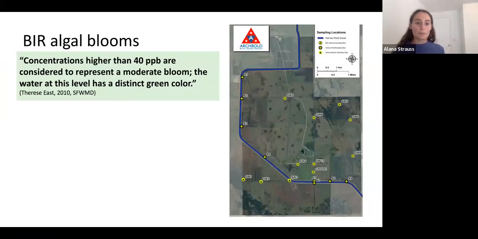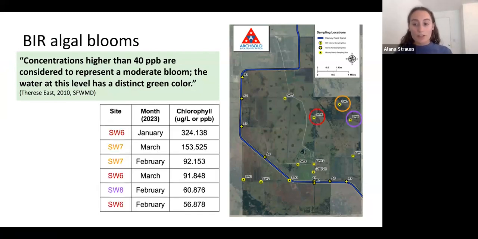So I found that based on the South Florida Water Management District, concentrations of chlorophyll that are higher than 40 parts per billion are considered to represent a moderate algae bloom. So I looked at the algae blooms within our ranch and found that we had 3 sites that had algae blooms according to district protocols. We had one site that had about 300 parts per billion for chlorophyll, and that is a crazy high concentration. The water was super green in that site, and it was pretty cool.